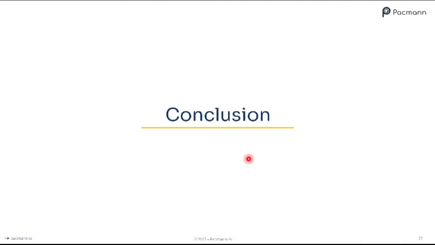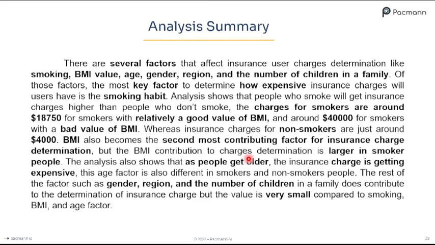Finally, we reach the conclusion part. So, the summary of our insurance charge analysis is that there are several factors affecting insurance user charge determination, like smoking, BMI, age, gender, region, and children. The key factor to determine how expensive the insurance is for a user is smoking, because the charge of smokers is absolutely more than $18,750. Then the second most contributing factor is BMI, and the third is the age of the insurance user.